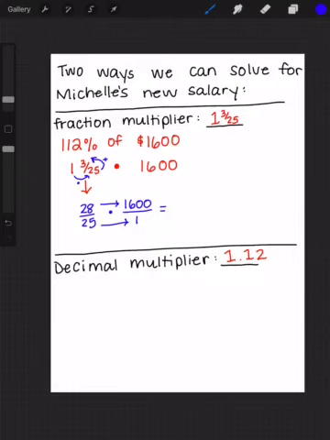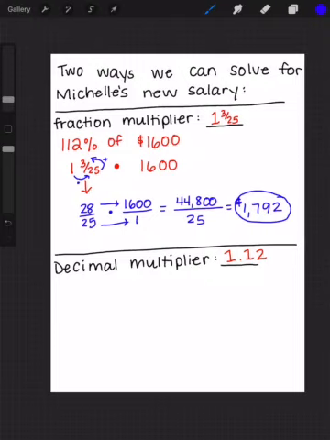And of course you could simplify this a little bit first before you did it, but for time's sake, we're going to get 44,800 on the top. We're going to get 25 on the bottom. We divide 44,800 by 25, and we are going to get $1,792. That's how much she would get for her next month of pay. When she started with 1,600, she got a 12% raise.